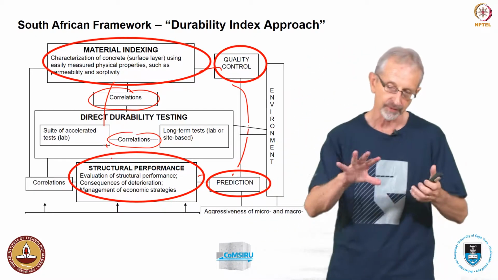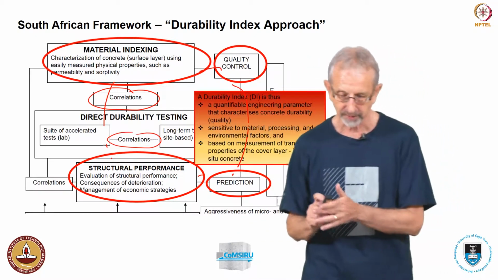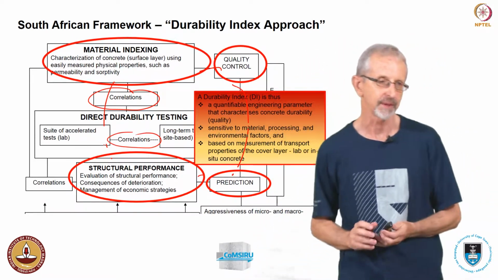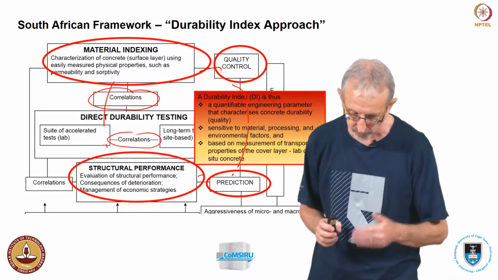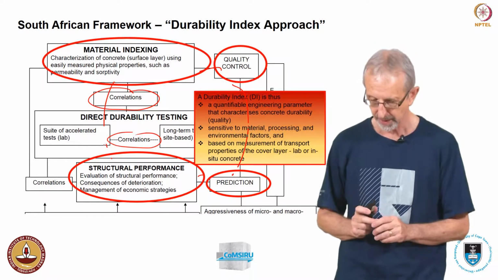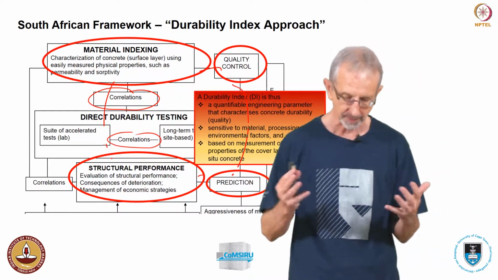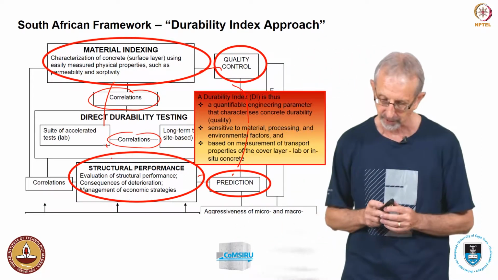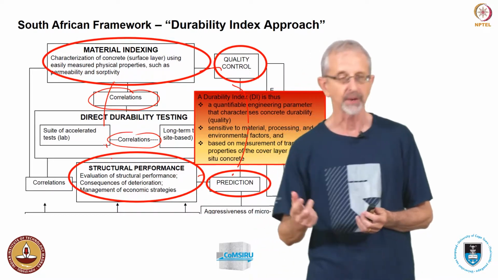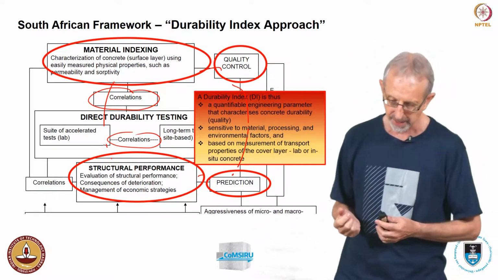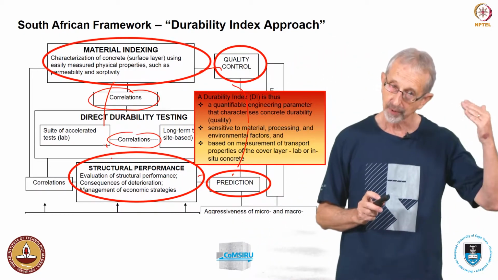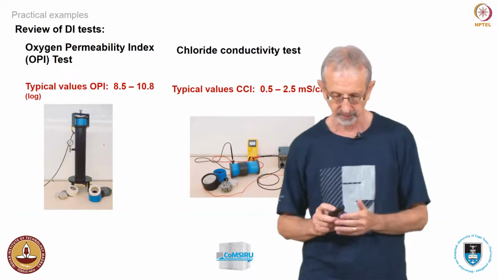So there's a lot there, and importantly, one of the things that we really have found very, very helpful is to develop these things called durability indexes, where they're defined here. They're a quantifiable engineering parameter that characterizes the concrete durability. In this case, what we call the potential durability. How potentially durable is this concrete? They are sensitive to all the things that influence concrete quality, the materials, the processing, the environmental factors, and they are based on the measurement of transport properties. And they can be carried out importantly either in the lab or in situ.